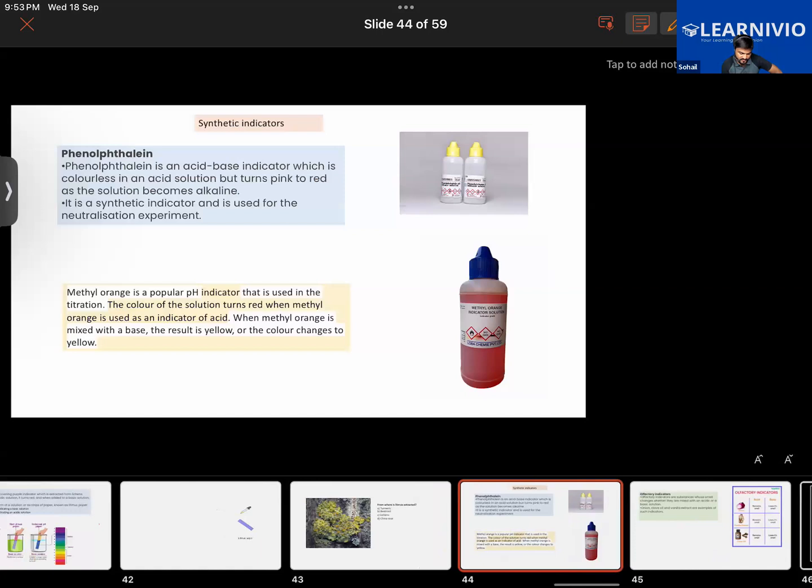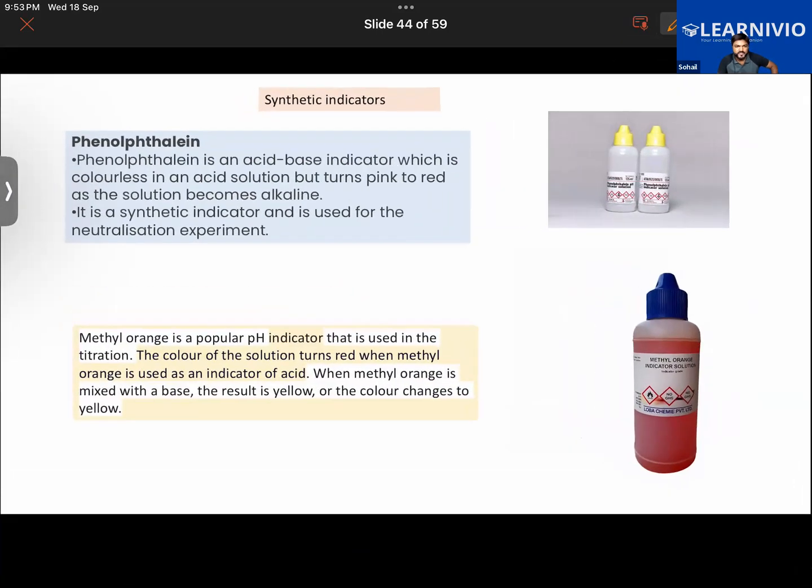Now let's move on to the synthetic indicators. Synthetic indicators are those indicators in which chemicals are used. They are made up of different types of chemicals. In the list of synthetic indicators, some of the common ones are phenolphthalein and methyl orange.